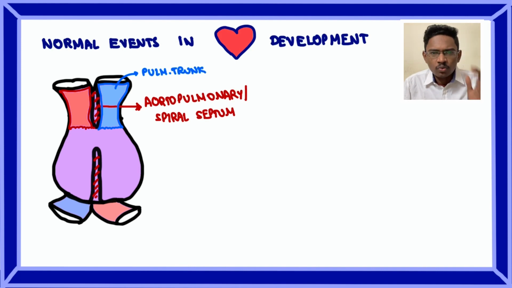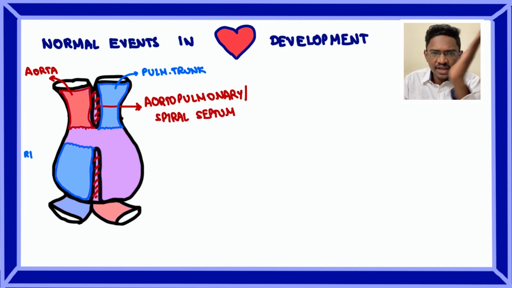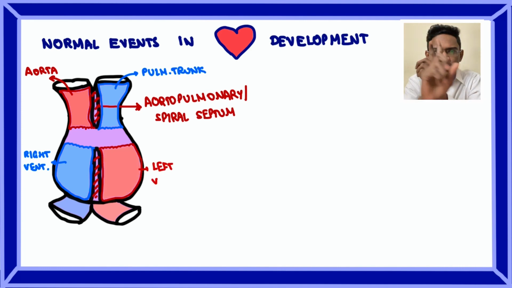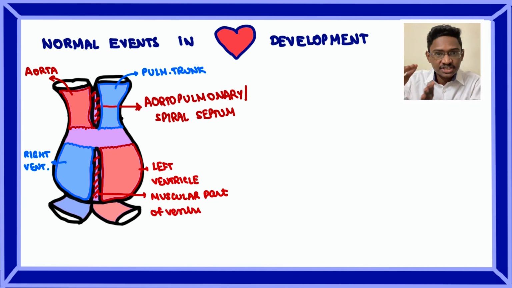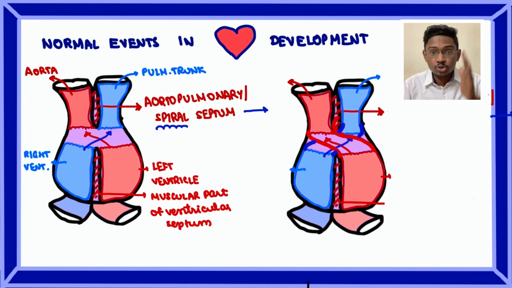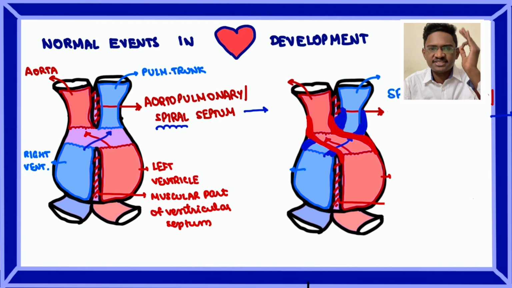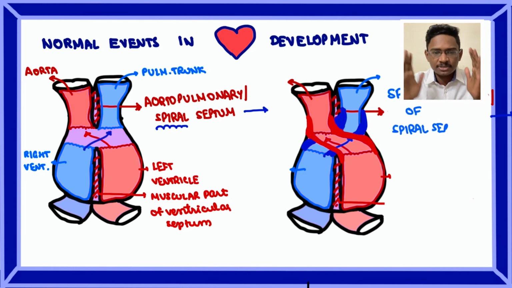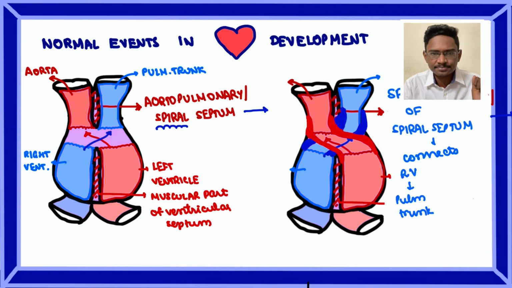So what should actually happen? The pulmonary trunk should fuse with the right ventricle and the aorta should fuse with the left ventricle. That means this septum should undergo spiraling, so that only the right ventricle ejects into the pulmonary trunk and the left ventricle ejects its blood into the aorta. This is the most important step, the spiraling of the aortopulmonary septum, the initial part of development.